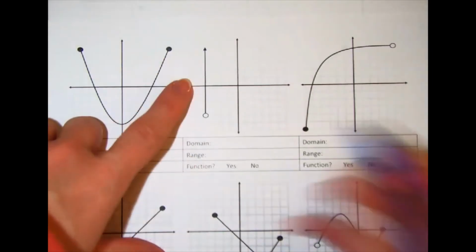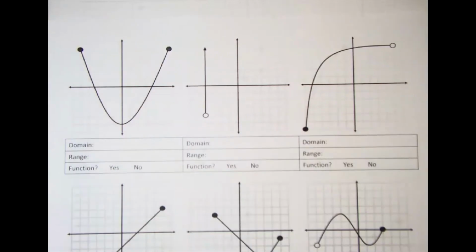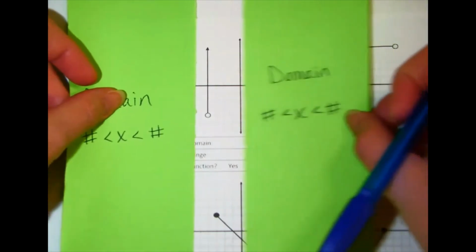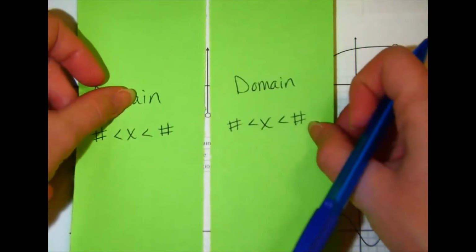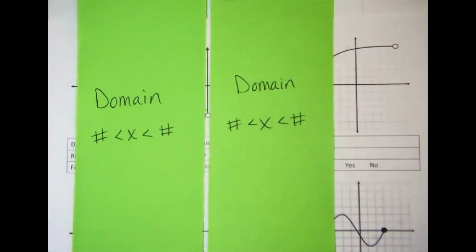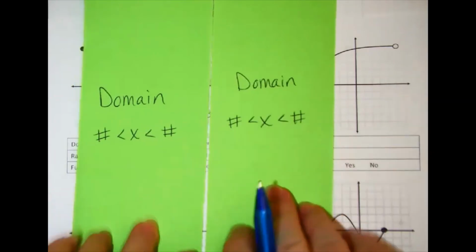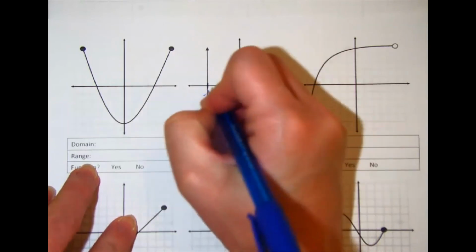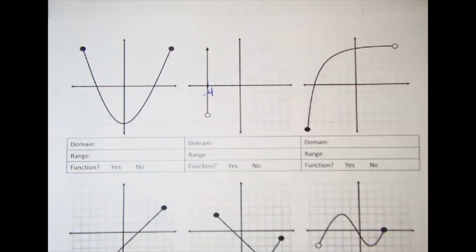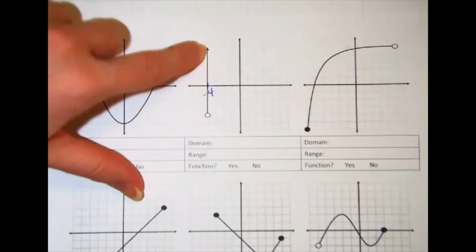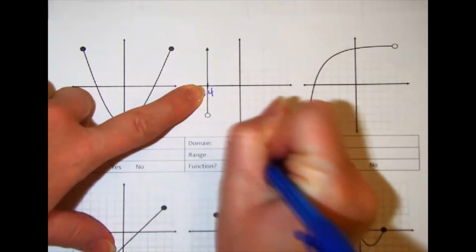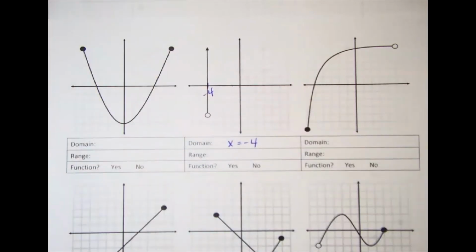So domain is my x values. I'm going to take my domain color strips and squeeze in from the side until I touch the graph. And there we go. This one's kind of weird. It only touches one domain value, one x value, and that x value is -4. Since it only touches one x value, and it does touch on that one, that's just x equals -4. That's the only x value we have.